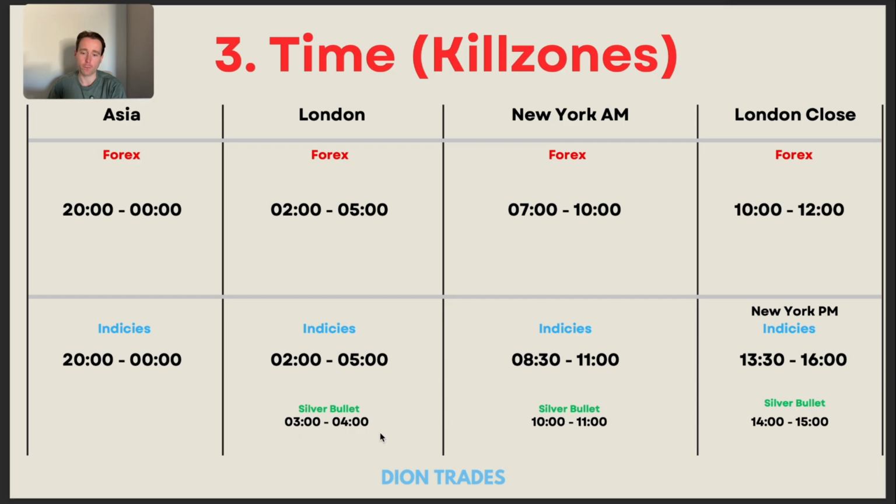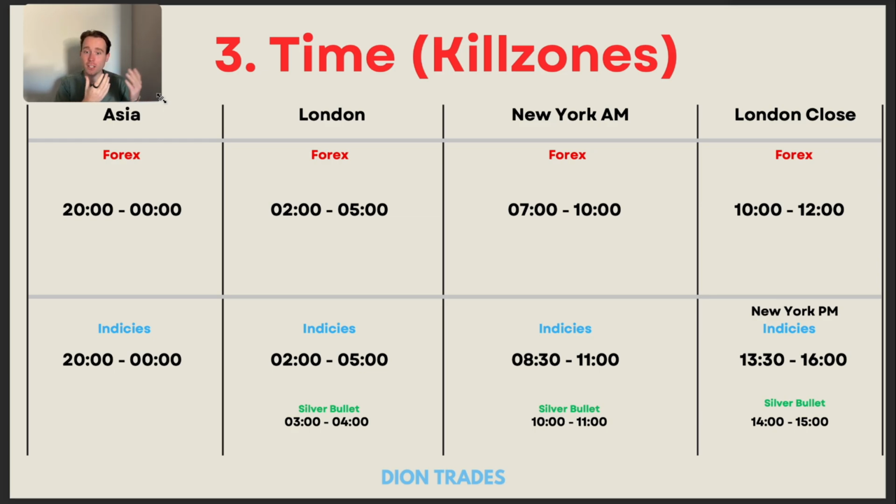That's between 3 and 4 for London, between 10 and 11 for New York AM, and 2 to 3 p.m. for the New York PM session. And bonus points here when you have currencies and pairs that are from the region of the kill zone. For example, the Asian pairs are AUD, JPY, NZD. Why? Because their region is in the Asian time zone.